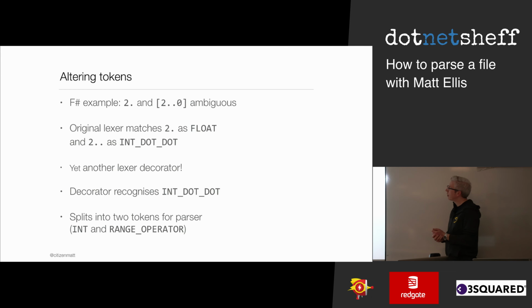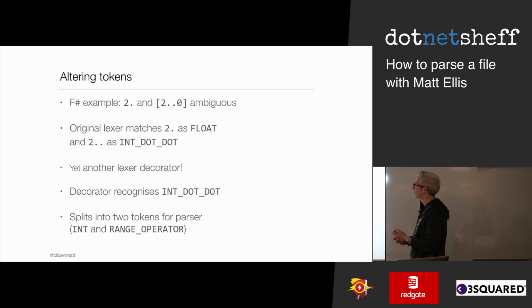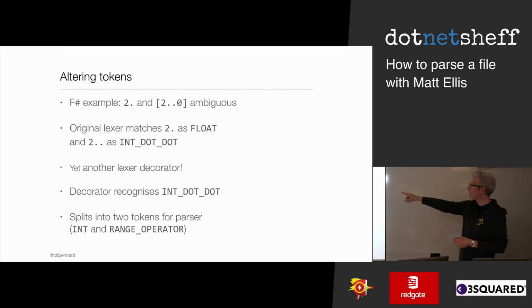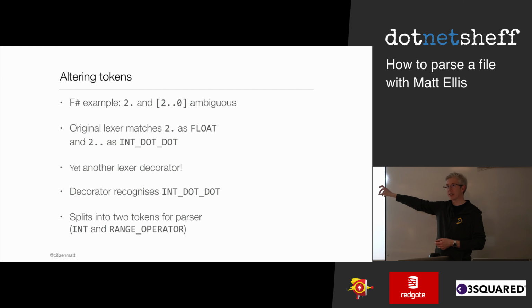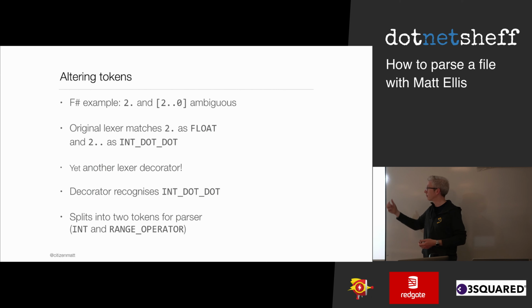There are other interesting problems, and again, F# throws up another fun one here. The 2. and the 2.. in those two things there are ambiguous. The 2. is a float, 2.0, while 2.. is a range operator from 2 to 0. How do you deal with this? The original lexer could match 2. as a float, and then 2. as int dot dot, but int dot dot is no good because, well, it's messy.